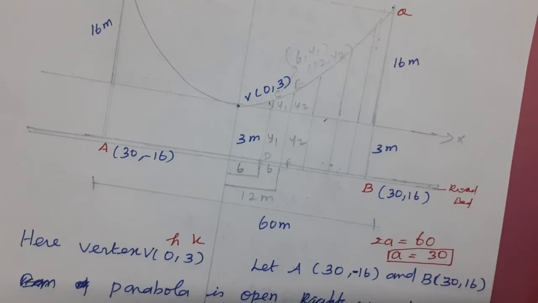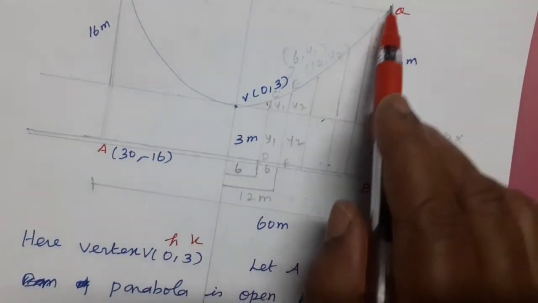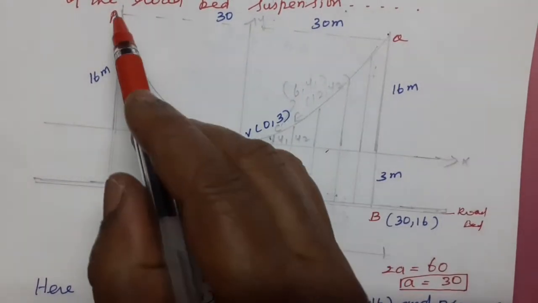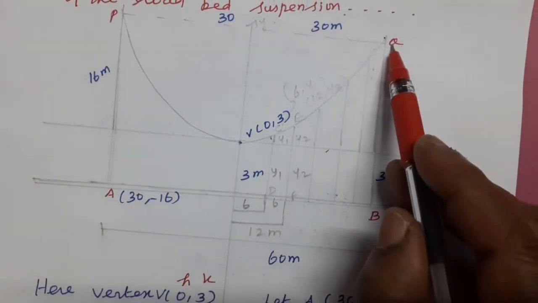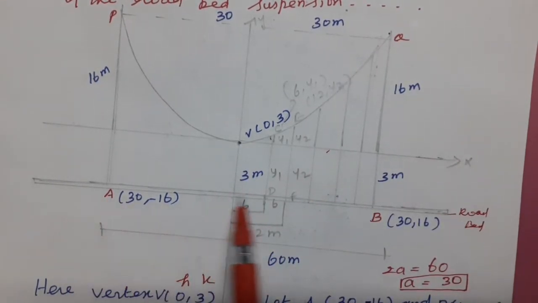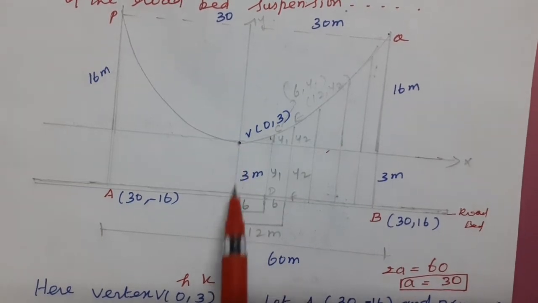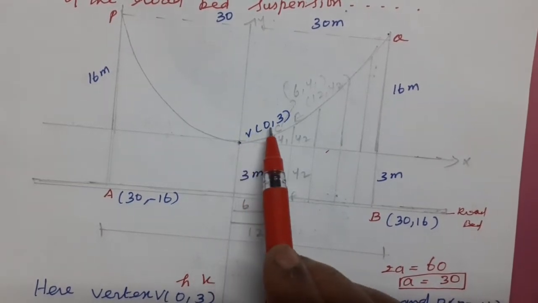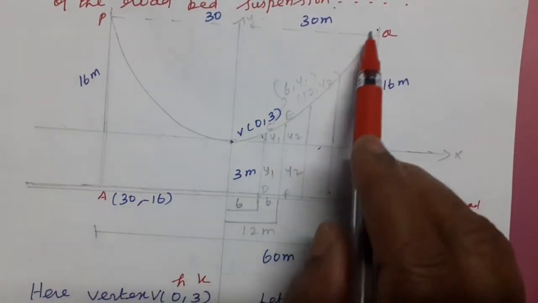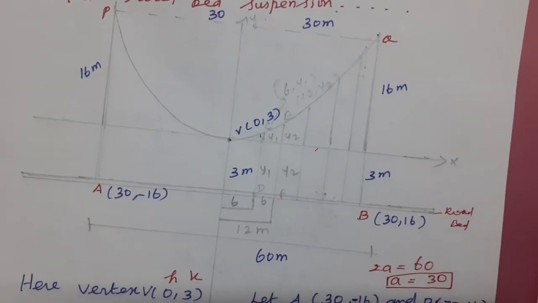So I draw the diagram here. This is a parabolic cable. The vertex is 0, 3 because this is the roadbed, and from the road to the cable is 3 meter height. Therefore the vertex is 0, 3. The height of the cable end is 16 meter on both sides. See the diagram, the 16 is also given in the book.